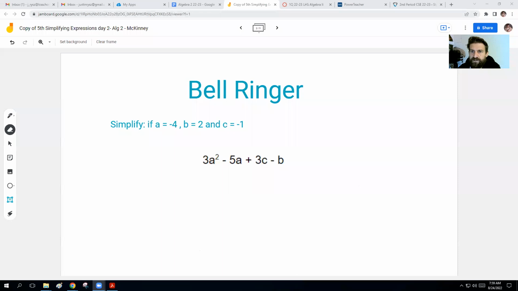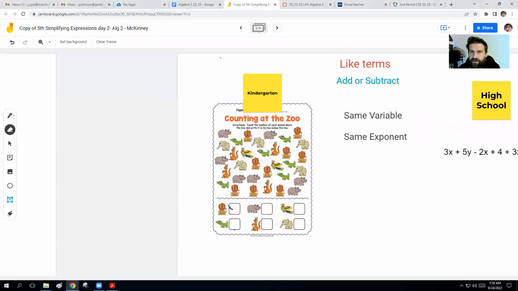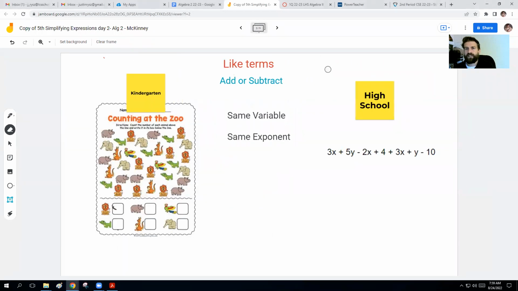All right, now moving on to what we are going to be working with. We're going to be looking at adding or subtracting like terms. A key thing to like terms is that they have to have the same variable and same exponent. Now, this is not a skill that you guys haven't done before. In fact, if you think about it, in kindergarten, you did the same thing, but you didn't use X's and Y's. You used animals.